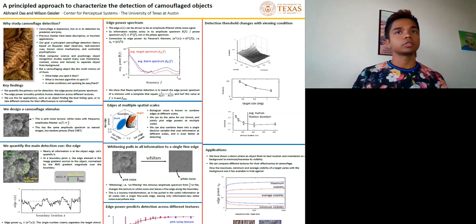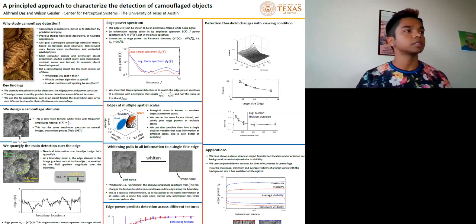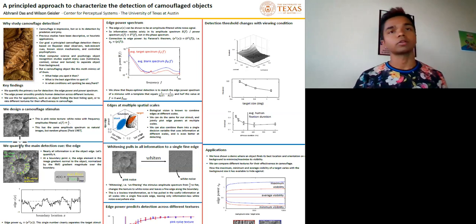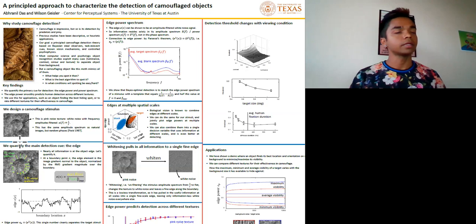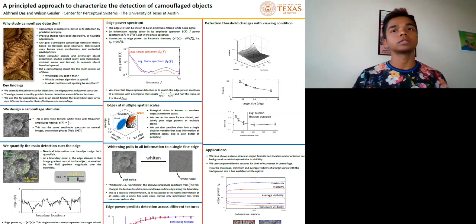The camouflage texture we have used for most of our stimuli is pink noise, or 1 over F noise. This has the same 1 over F amplitude spectrum as natural scenes, but no phase information. The camouflaging target has the same luminance, contrast, and texture as the background patch it sits on. The main cue for detecting it resides in the object boundary or edge.